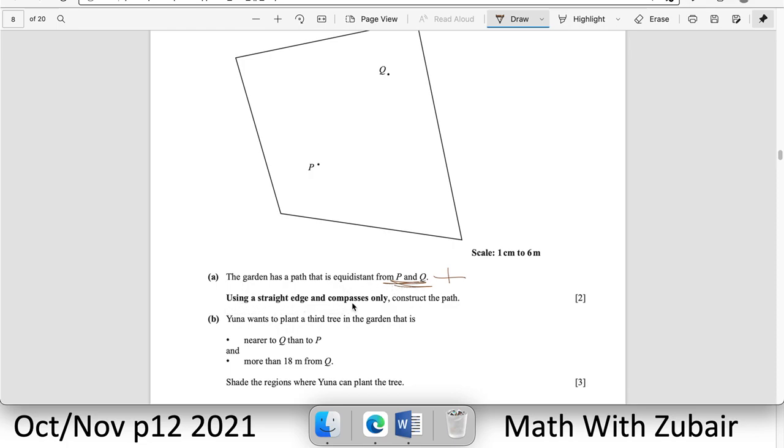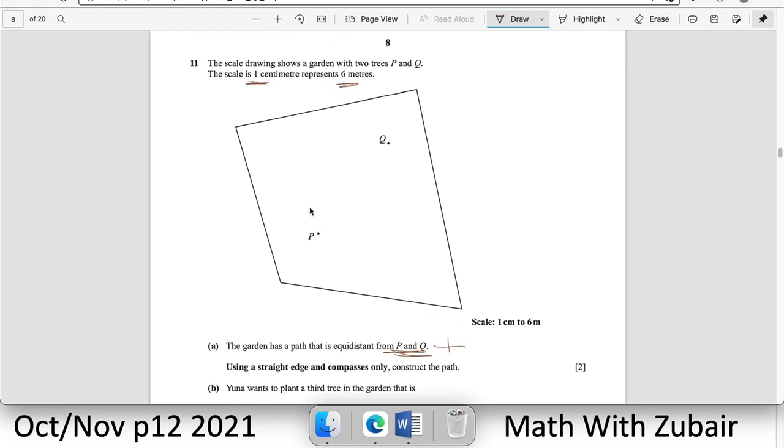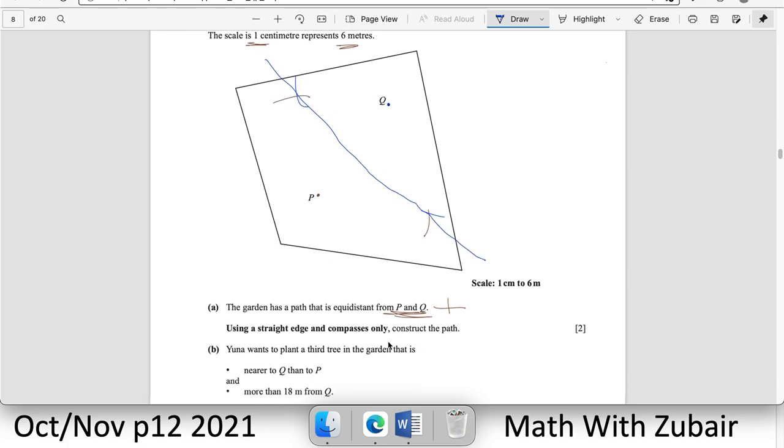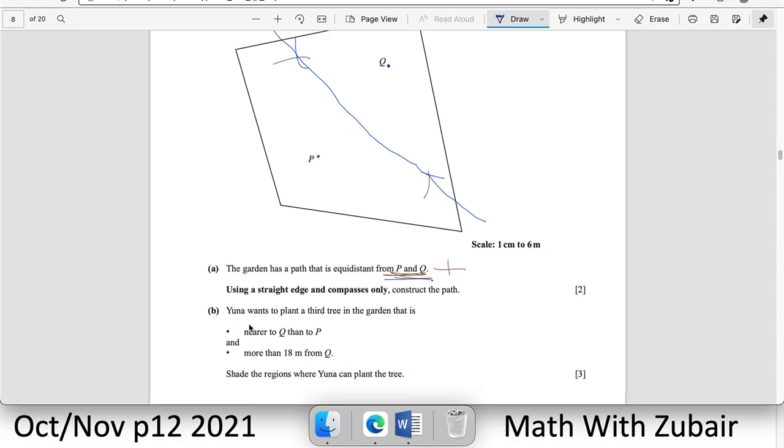So using a straight edge and compass, you hold P, place the needle of the compass right here, open the compass more than half of PQ and mark an arc on both sides. Then lift the needle, place the needle at Q and draw the arc. Once done, pass the line through the complete image. So you're done with the perpendicular bisector.